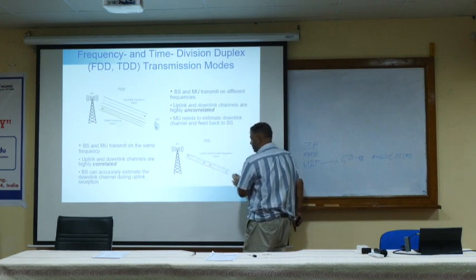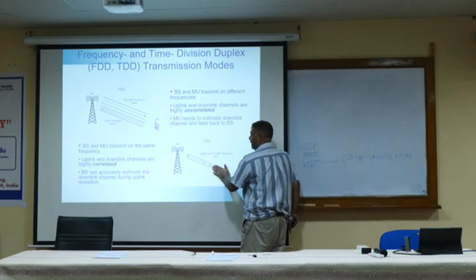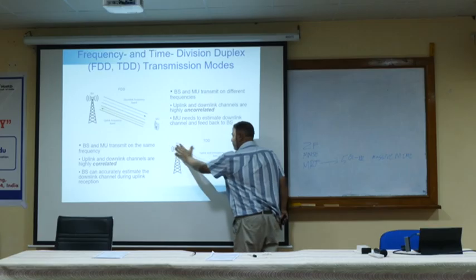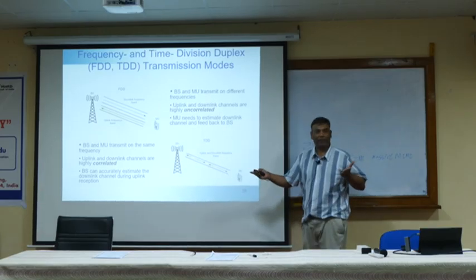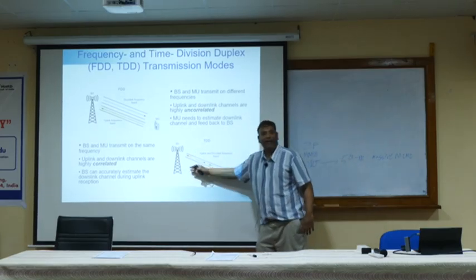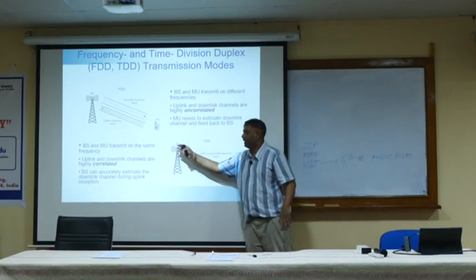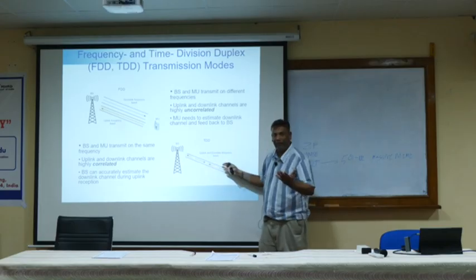So in the uplink, the mobile unit sends the pilot signal, so the base station can estimate the channel. That channel is the same for downlink as well, because it is the same frequency, okay? So this is called channel reciprocity. In a TDD system, we have channel reciprocity. Uplink and downlink are the same frequency.